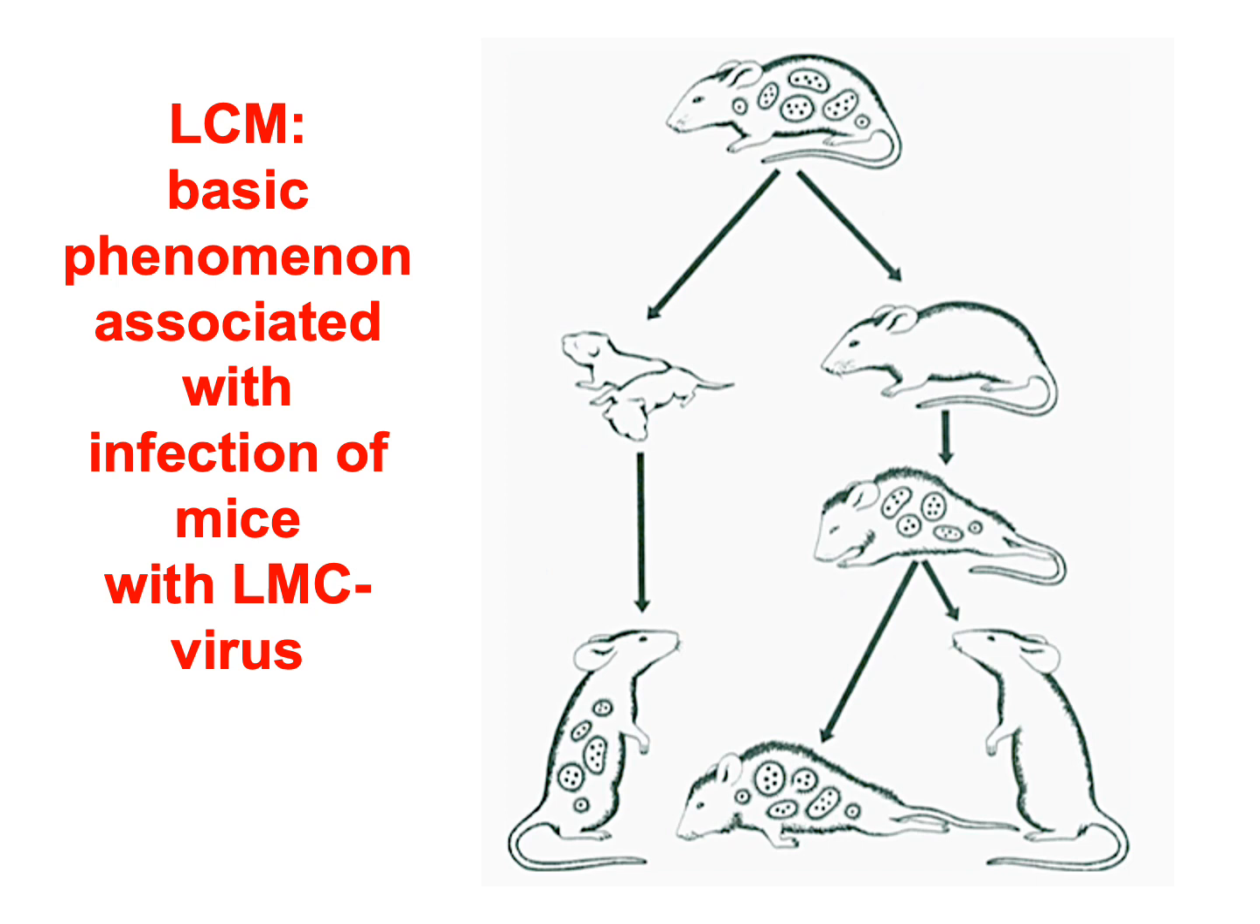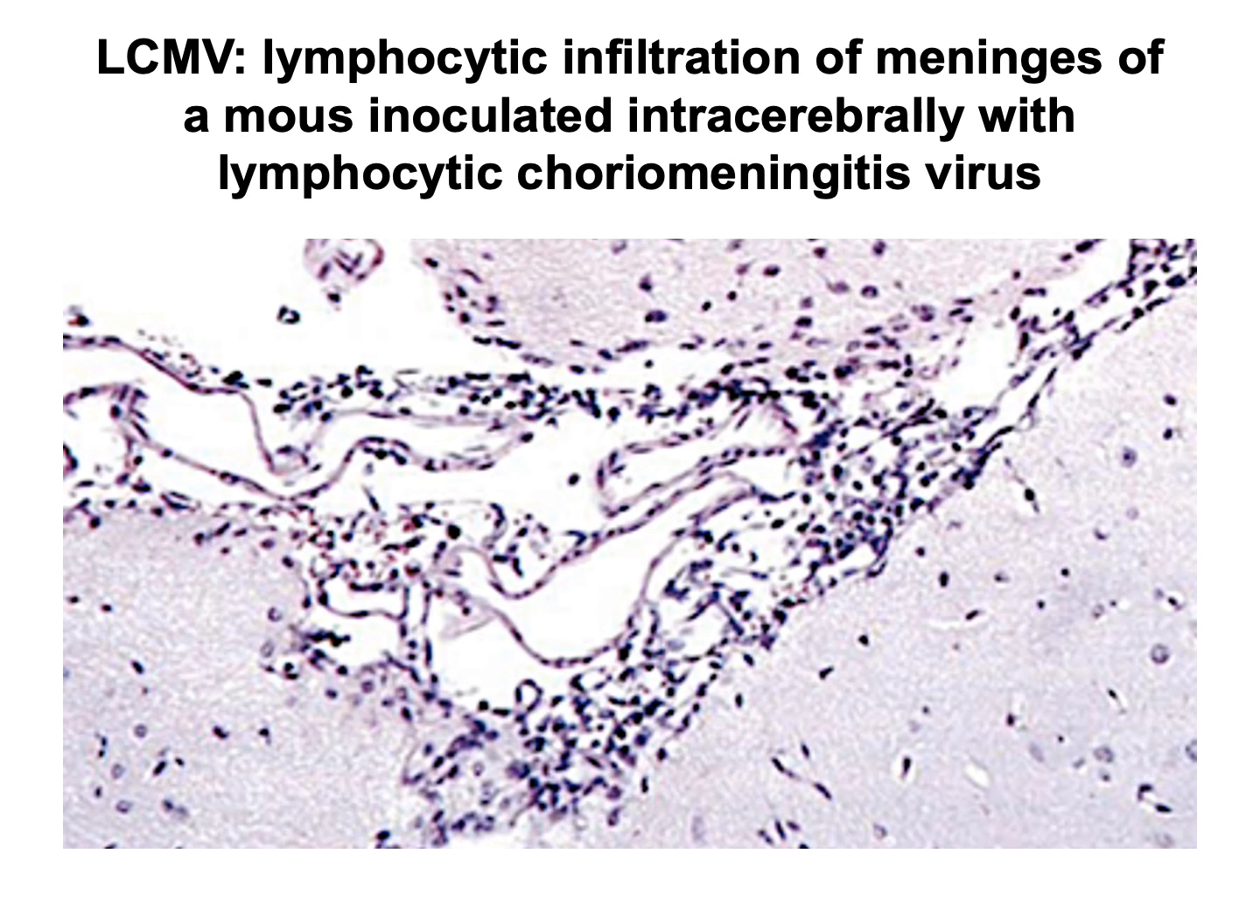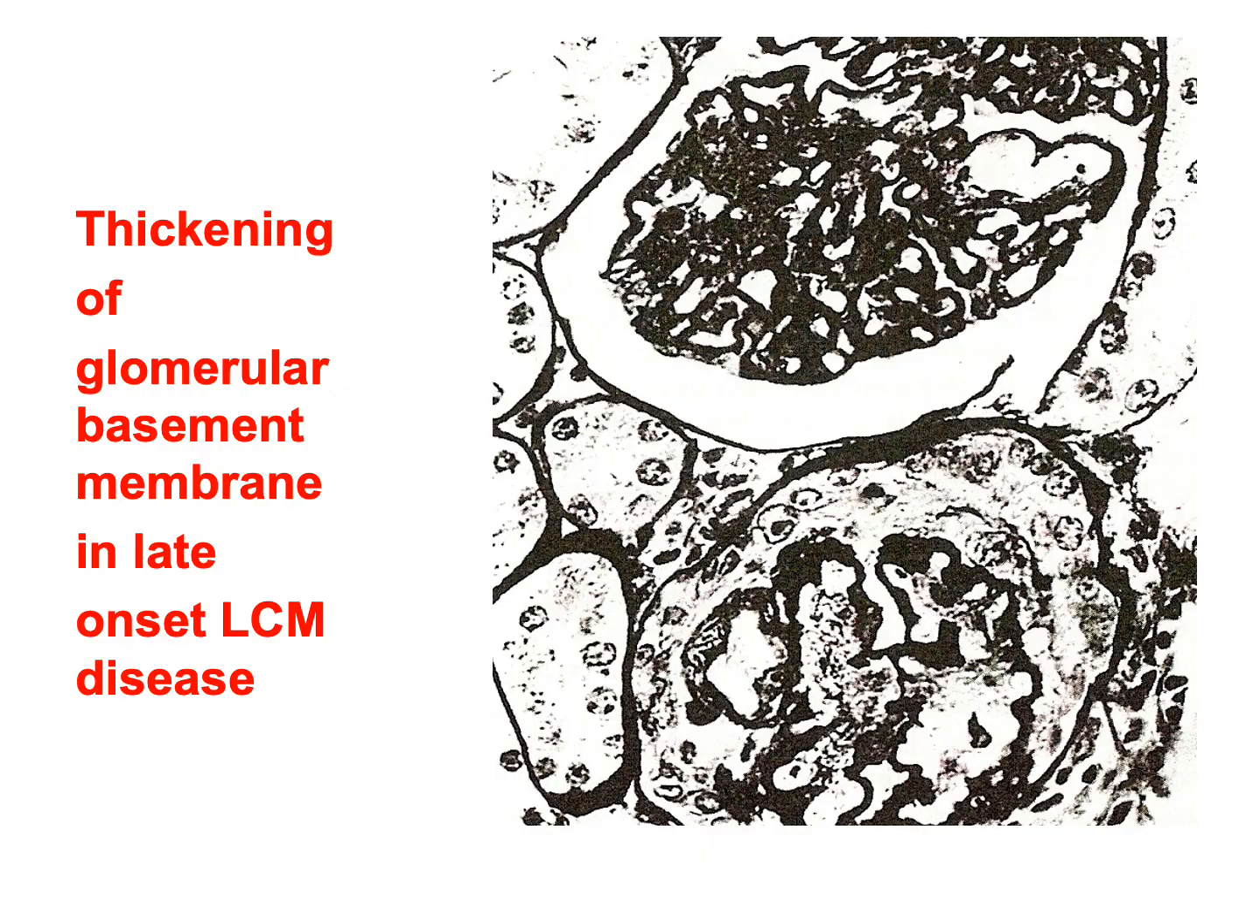And here you can see the first form, lymphocytic infiltration of meninges of a mouse inoculated intracerebrally with lymphocytic choriomeningitis virus. So this is the picture of the meninx. And for form 4, you can see the thickening of the glomerular basement membrane in late onset LCM disease. This was the short selection of viral diseases, and we move to the bacterial diseases.